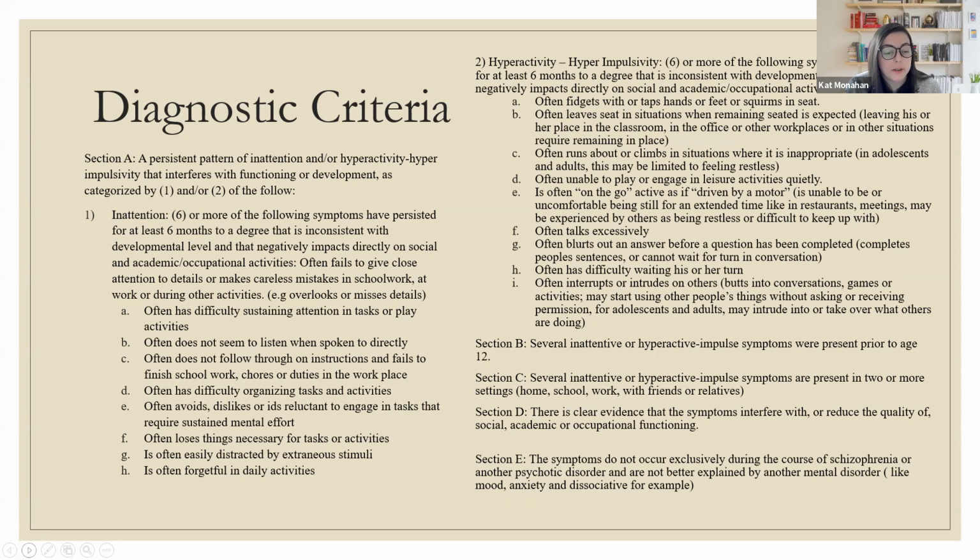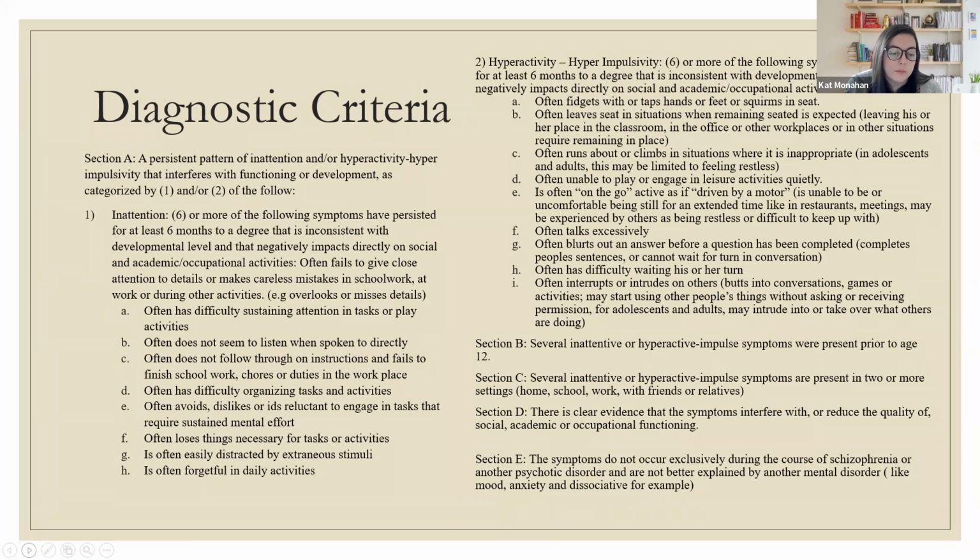Section B, for the criteria, several inattentive or hyperactive-impulsive symptoms were present prior to the age of 12. Section C states several inattentive or hyperactive-impulsive symptoms are present in 2 or more settings, so home, school, work, with friends or relatives, those are different settings. Section D, there is clear evidence that the symptoms interfere with or reduce the quality of social, academic, or occupational functioning. So are these symptoms impacting their life? Is it creating disturbance in their everyday functioning?